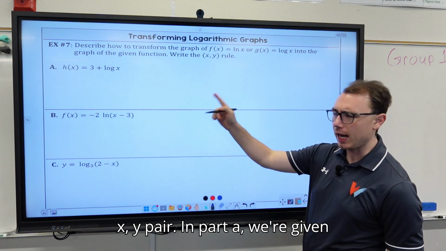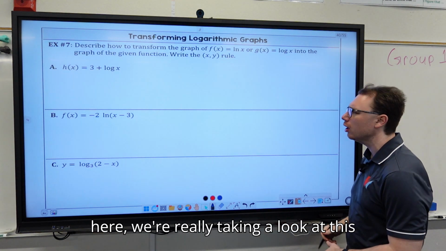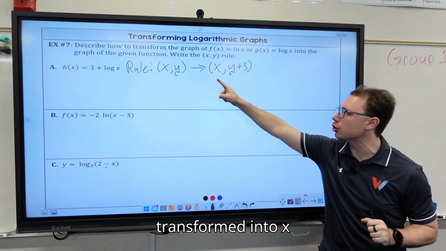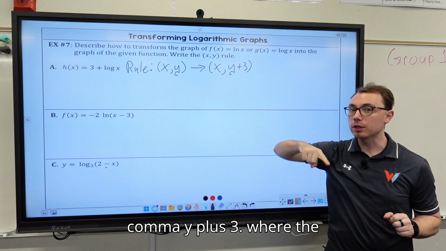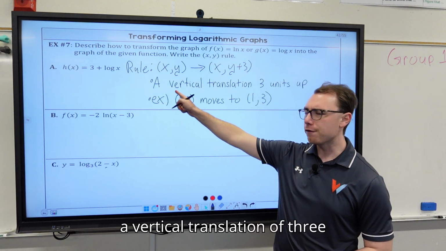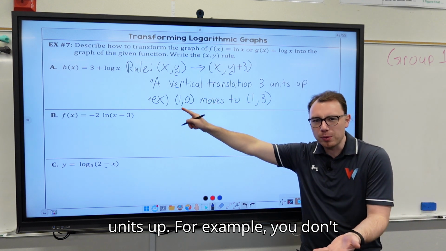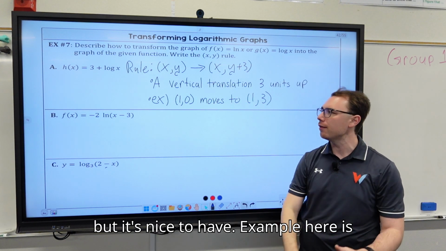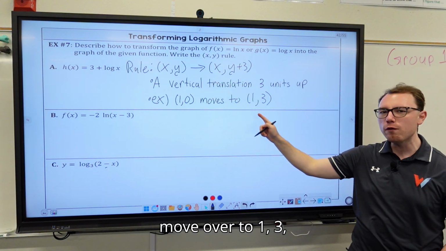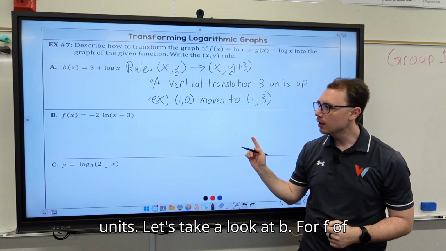In part A, we're given h of x equals 3 plus log of x. In general, for this rule, the x, y of g of x is being transformed into x comma y plus 3, where the transformation described here is a vertical translation of 3 units up. You don't always need to use an example, but it's nice to have. The point 1 comma 0 for this graph would move over to 1 comma 3, just moved up those 3 units. Let's take a look at B.